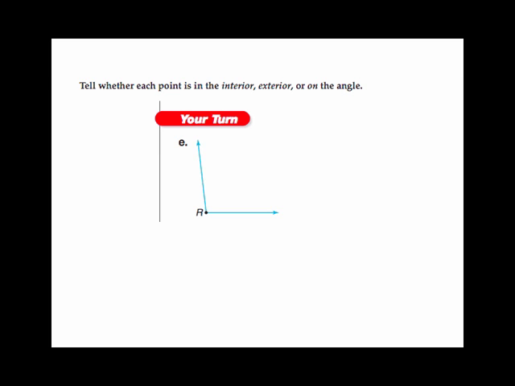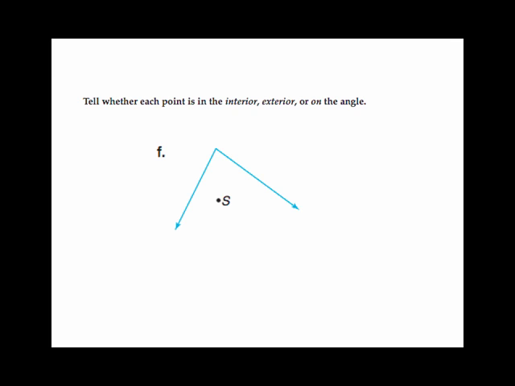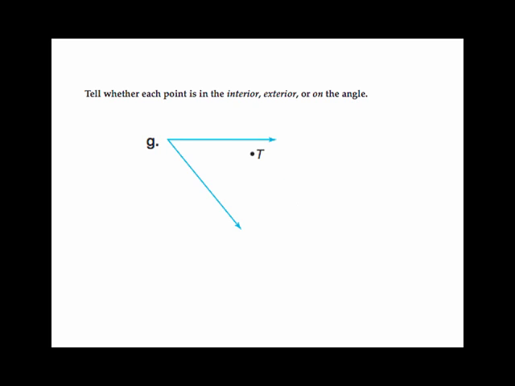You try it now. Tell whether each point is in the interior, exterior, or on the angle. Problem E has point R, and point R is on the angle. Problem F is looking at point S, and point S lies in the interior of the angle. Problem G has point T. T lies in the interior of the angle.